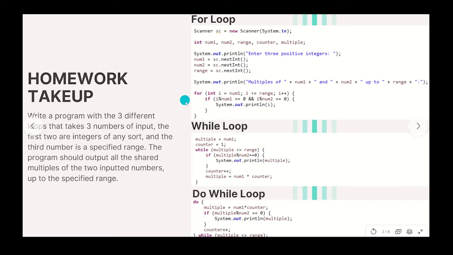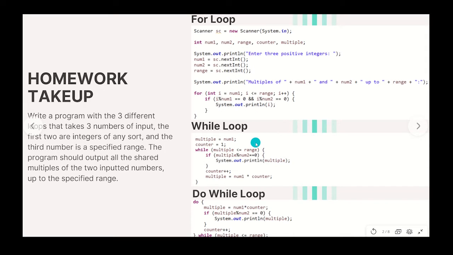Alright, so for our for loop, we're going to start counting from number 1 because we're looking for multiples, and then we're going to go up to the range. We're going to count the range as well, so the equal sign is there. And we're going to do I++ because we're counting by 1. And we're going to have an if statement that checks if I is divisible by number 1 and divisible by number 2, and if it is, that means that they're sharing a multiple and we can output that.